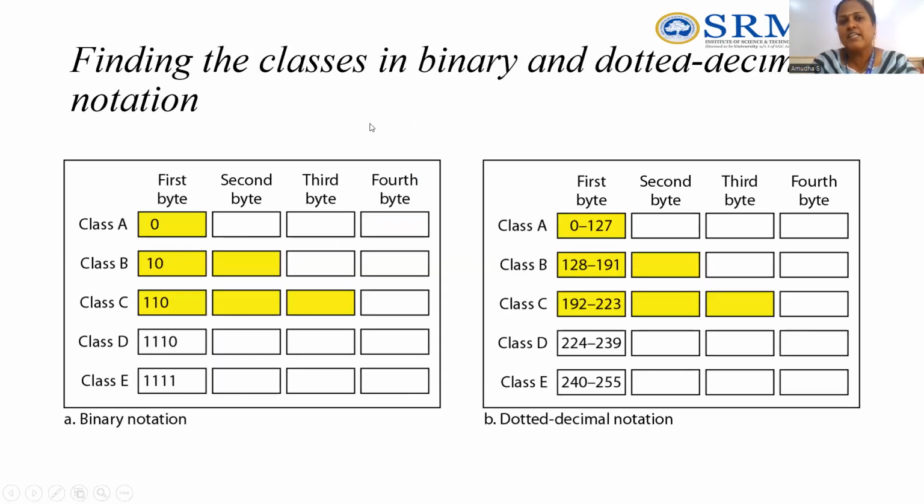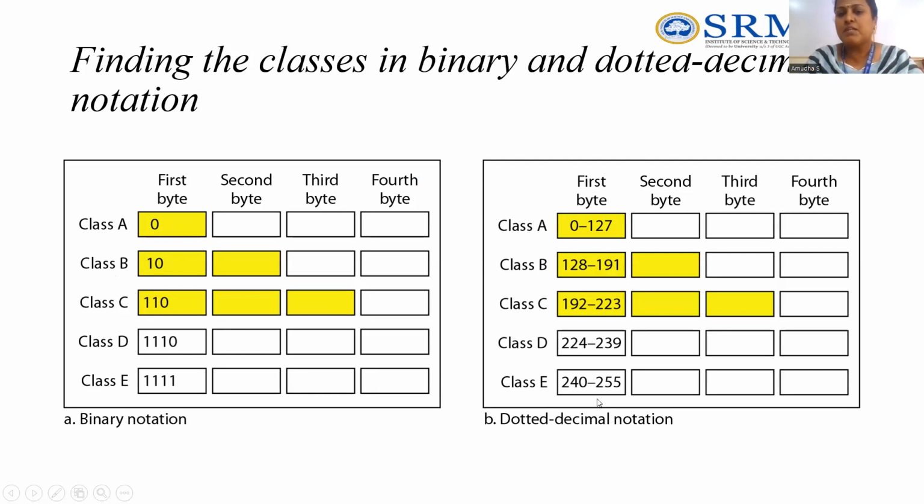So we can find the class of an IP address in 2 ways. In binary notation, based on this representation, we can classify them. If the leading value is 0, it is class A. If the leading value is 10, the given address is class B. If the leading value is 110, it is class C. So it goes on like that.